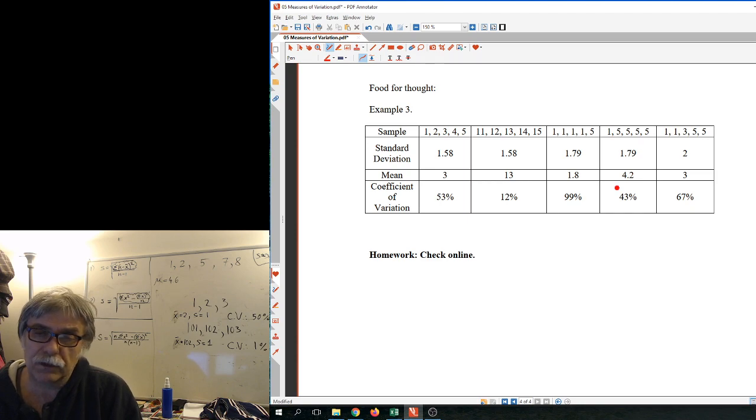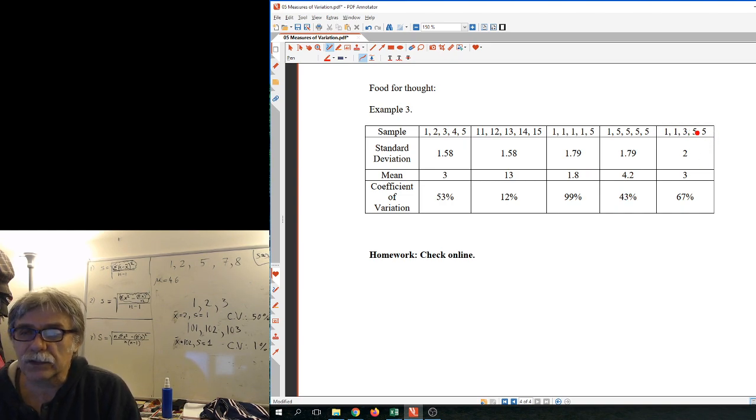And the coefficient of variation, of course, is vastly different. The reason for that is very simple, because the coefficient of variation takes into account the mean. The mean of this sample is much smaller. The mean of this sample is much bigger. 4.2 is much bigger than 1.8. So that's why the coefficient of variation comes up differently.